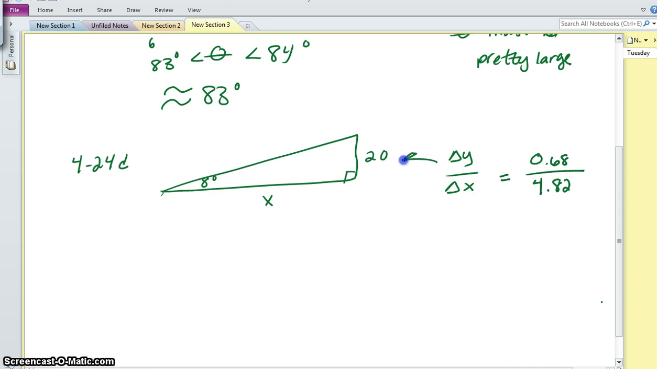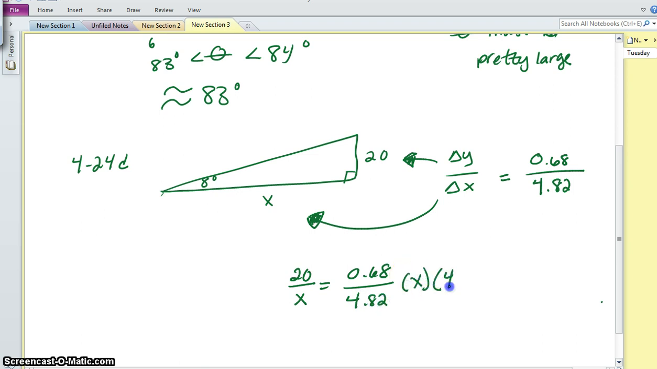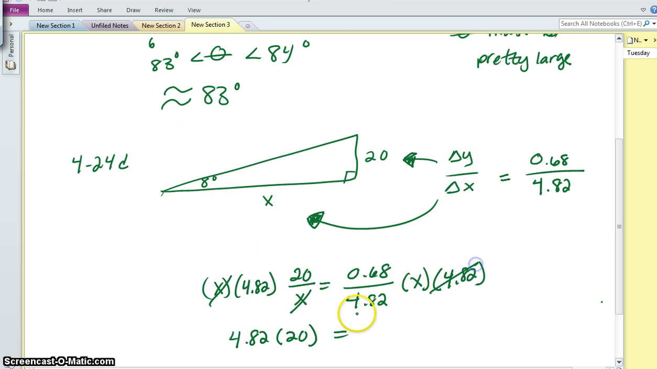Here's my change in y. Here's my change in x. So 20 is to x as 0.68 is to 4.82. Let's multiply by both denominators on each side. That allows me to reduce this denominator to 1, and I'm left with these factors, and that allows me to reduce this denominator to 1, and I'm left with these factors.